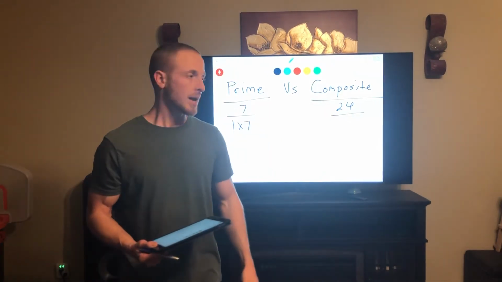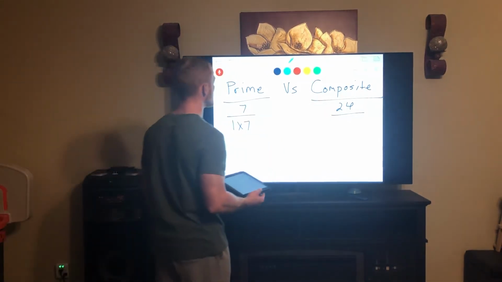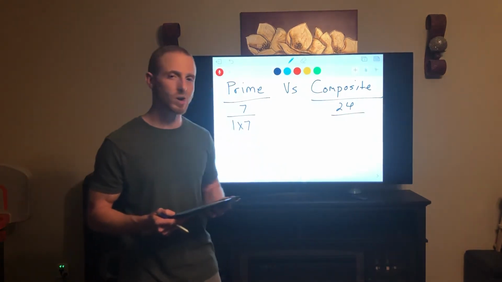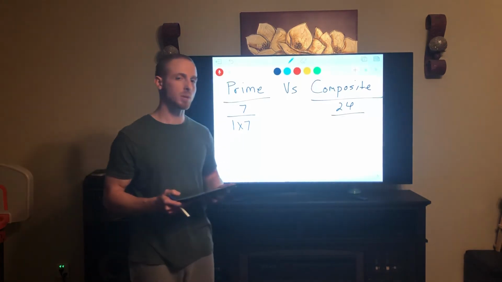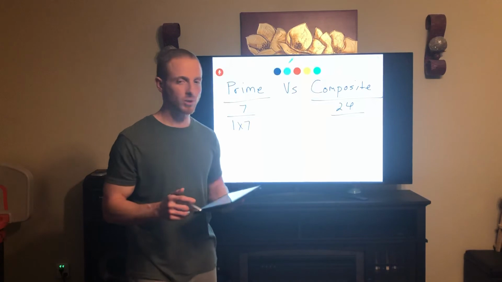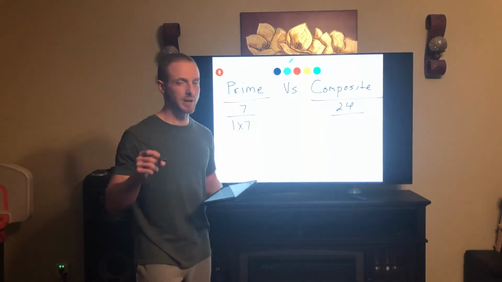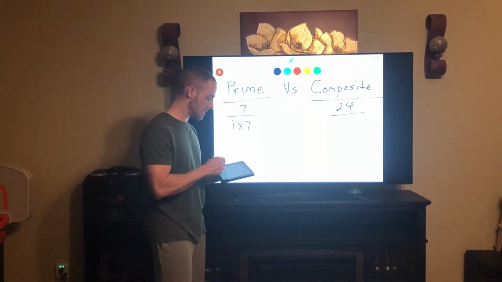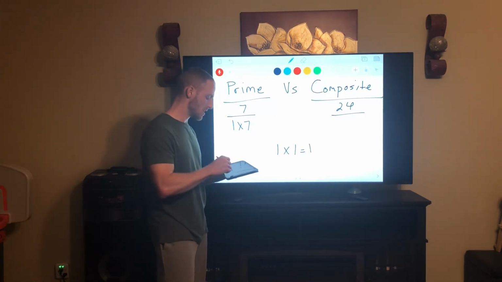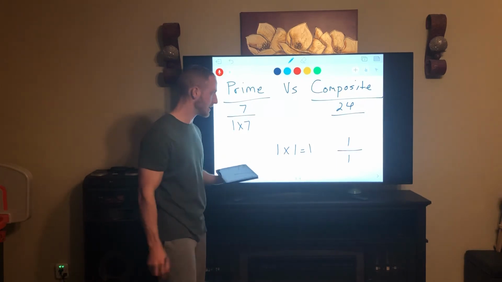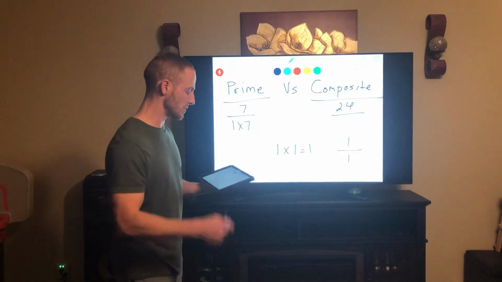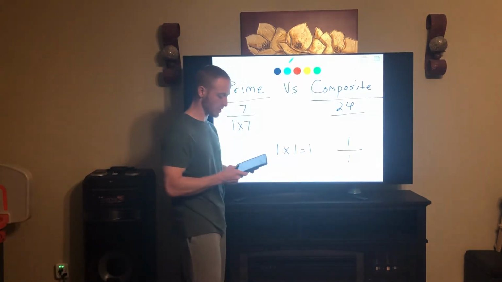And now, hopefully, a little question that we've talked about before is, do you remember whether or not 1 is prime or composite? Well, if you remember, 1 is neither prime nor composite because the only thing that you can multiply to get 1 is 1 times 1. So 1 only has one factor, and that is 1. So it's neither prime nor composite. So I just wanted to throw that in there to kind of refresh your memory.